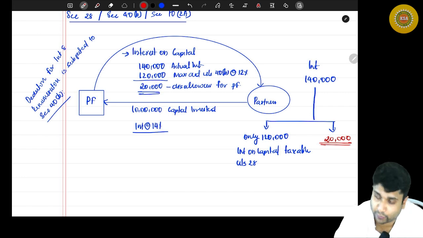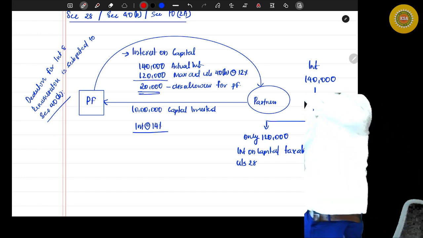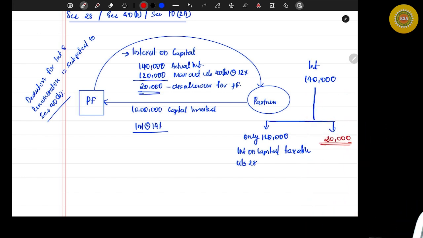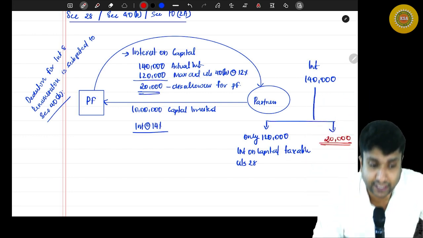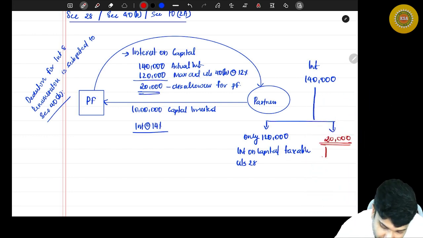What will happen to the 20,000? It is added back with the profits of the partnership firm, no doubt. But right now that 20,000 is with the partner. The partner is not required to pay it back to the partnership firm. What will happen to the 20,000? That 20,000 will be treated as a share of profit given by the partnership firm to the partner. It is not interest, because the income tax department only added back the 20,000 to the profits. But that 20,000 is now with the partner. So that will be treated as share of profit distributed by the partnership firm to the partner. Are you with me?